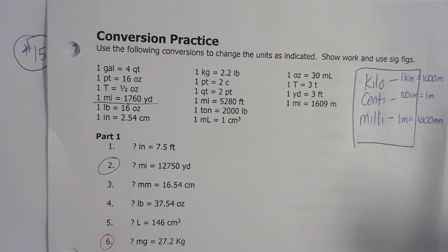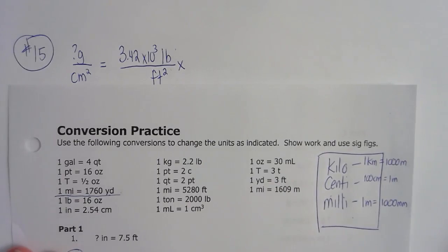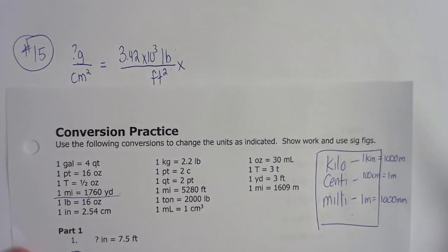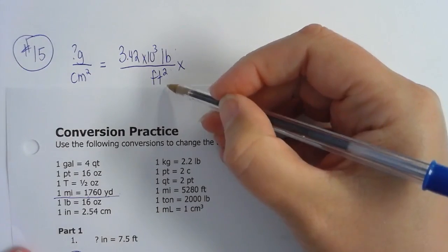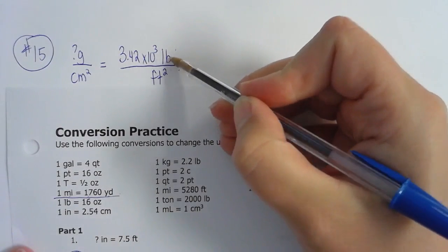Let's look at the list of conversion factors that you have. What do you guys want to start with? Do you want to start with the pounds, or do you want to start with the foot squared? Pounds. There is no wrong answer. You can choose to start with the top or the bottom. They're both going to be right. So we're looking to go from pounds to grams.